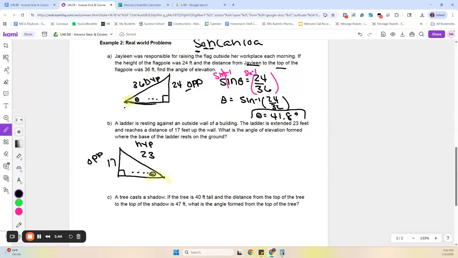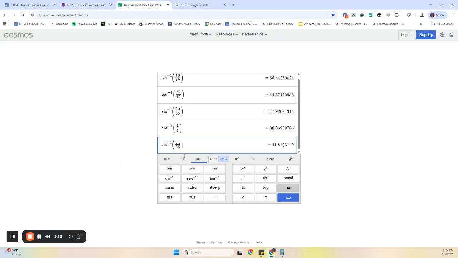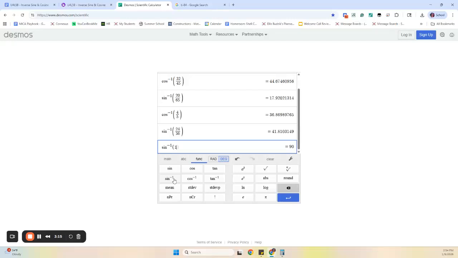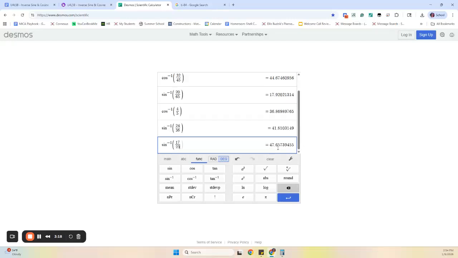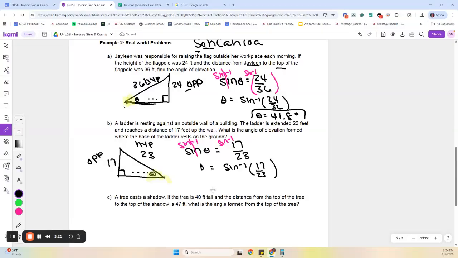So again, O and H go with sine. So you have sine of my angle theta equals my opposite over my hypotenuse. We can take our sine inverse. So sine inverse over here. So we get theta equals sine inverse of 17 over 23. And then we punch that into our calculator. 17 over 23, and we get 47.7 degrees.